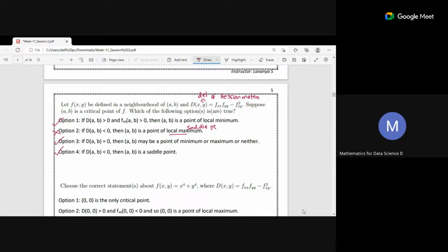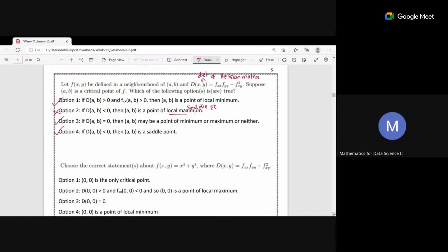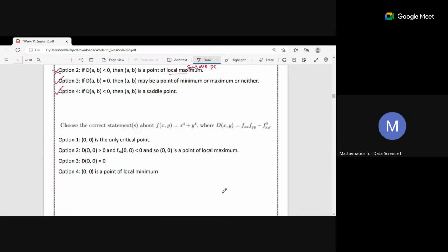Okay. Fine. So someone asked how to identify without the Hessian test. Now, look at this question carefully. This is a very simple question to understand that concept. Choose the correct statement about f of x comma y is equal to x power 4 plus y power 4, where you are given the determinant of Hessian matrix here. 0, 0 is the only critical point. So what is the gradient function in this case? 4x cube comma 4y cube.